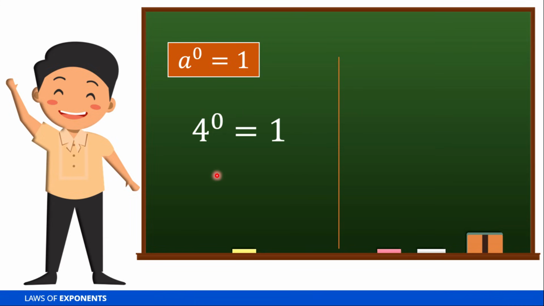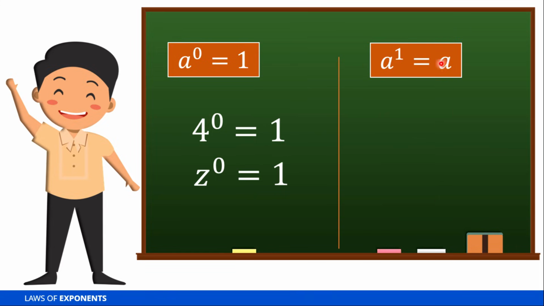Okay, another, z to the 0th power. So, this is also equal to 1. Okay, so, for example, meron tayong 1 million to the 0th power. So, that is still equal to 1. Now, let's proceed to the second rule. We have a to the first power.